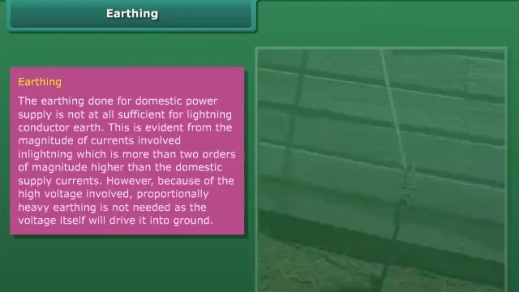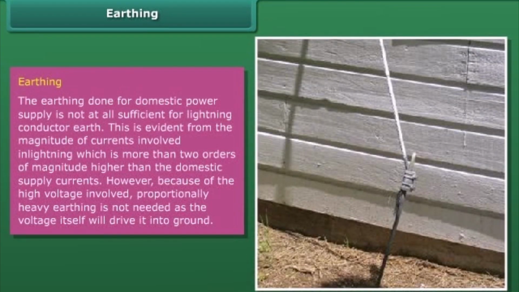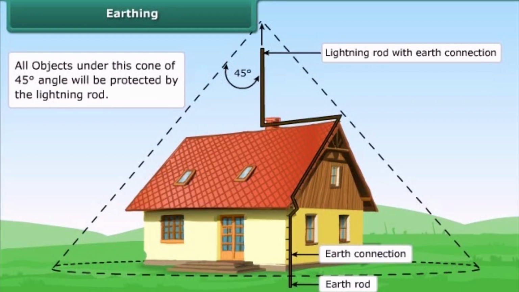Earthing. The earthing done for domestic power supply is not at all sufficient for lightning conductor earth. This is evident from the magnitude of currents involved in lightning, which is more than 2 orders of magnitude higher than the domestic supply currents. However, because of the high voltage involved, proportionally heavy earthing is not needed as the voltage itself will drive it into ground.